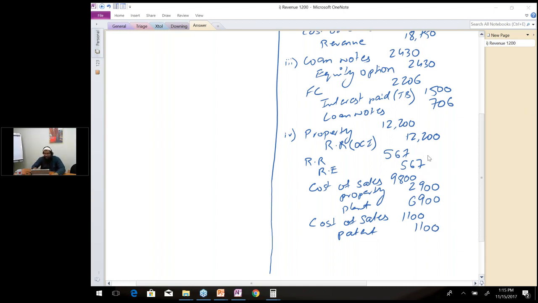So I've made a combined entry. If that is confusing you, prepare entries separately. So 350 of impairment and 750 of amortization, I've recorded them all together.